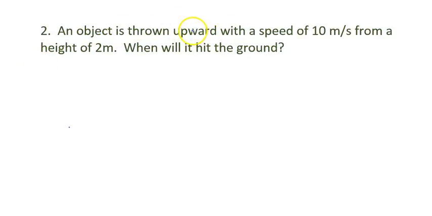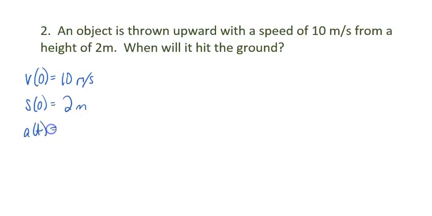It's thrown upward, not dropped, so we have an initial velocity. So at time 0, it's going at a velocity of 10 meters per second. It's also got a height. We're thrown from a height of 2 meters. So the height at 0 is 2 meters. And again, acceleration is something I know, and since we are measuring this problem in meters, I'm going to use the negative 9.8 meters per second squared for acceleration.